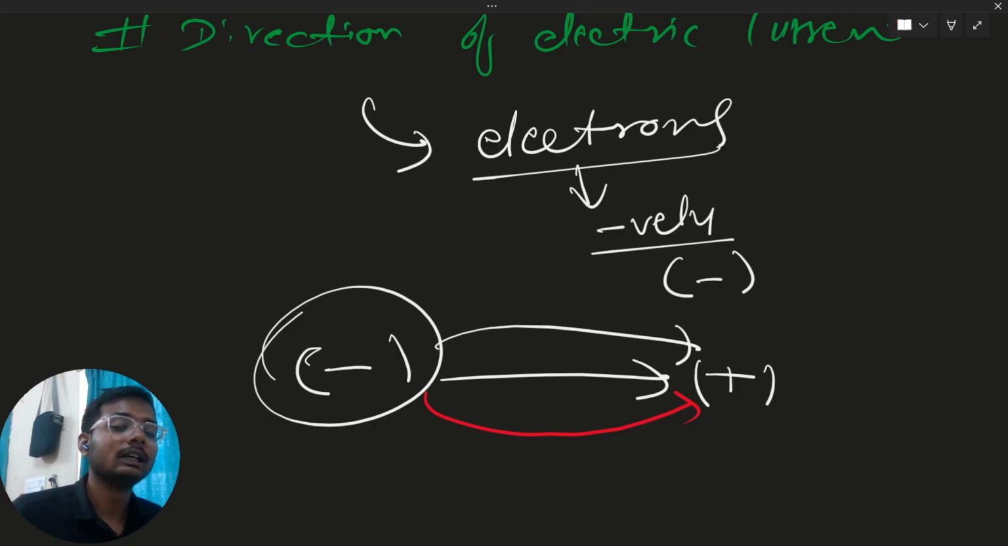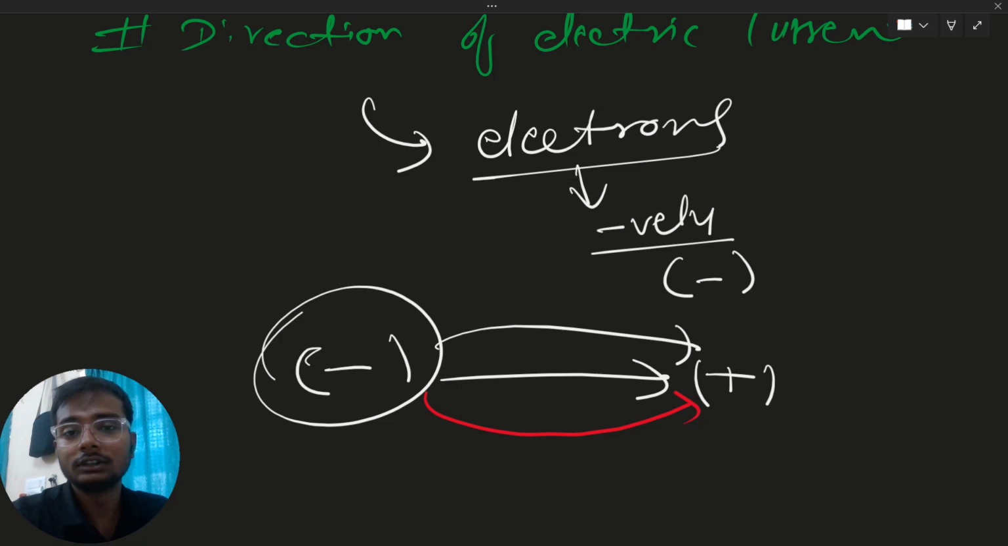Think what I am saying: electric current is nothing but the flow of electrons. The electrons will flow from a region where there is a very high negative charge to a region where there is a positive charge. So basically, the flow of electrons, which we call electric current, is from a region of negative to positive, but still we take the direction of electric current as positive to negative.